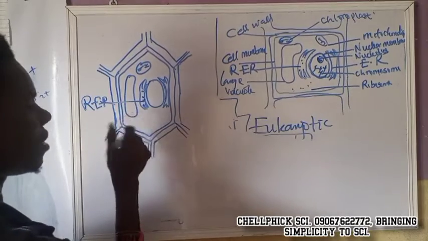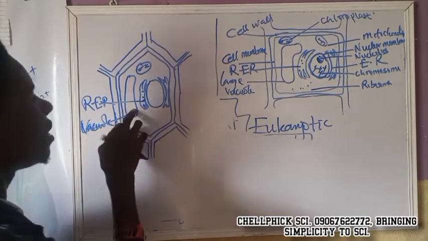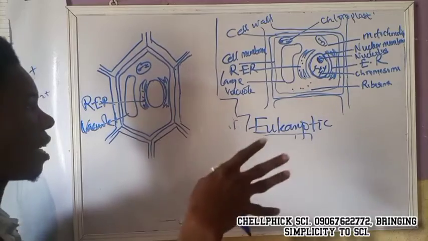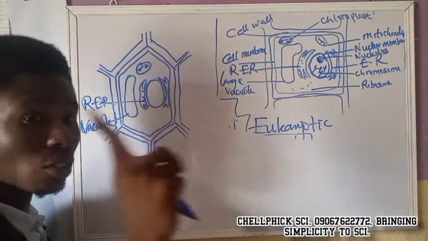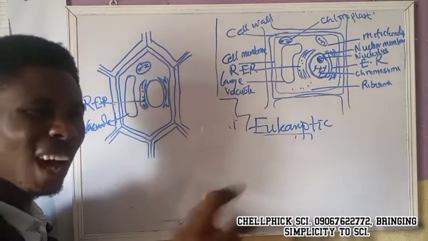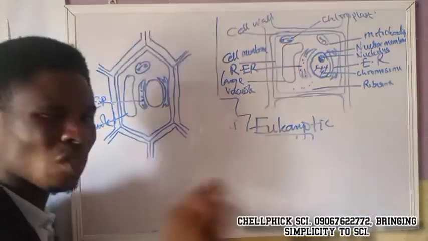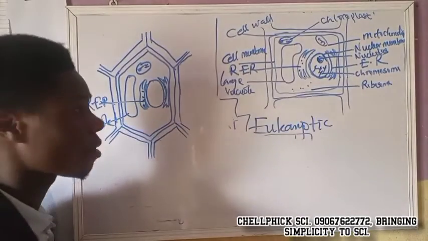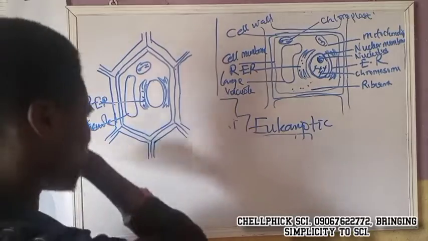As you can see, this represents the vacuole. This vacuole is very large in the plant cell, and it is just one. While in the animal cell, it is very small and may be numerous. As a matter of fact, some textbooks will tell you that it is not even present in the animal cell at all, because it's very small in the animal cell. But in the plant cell, it is very large.